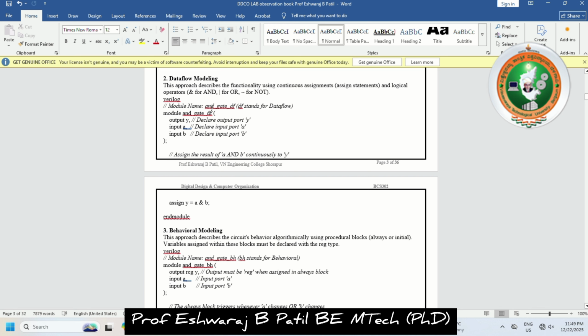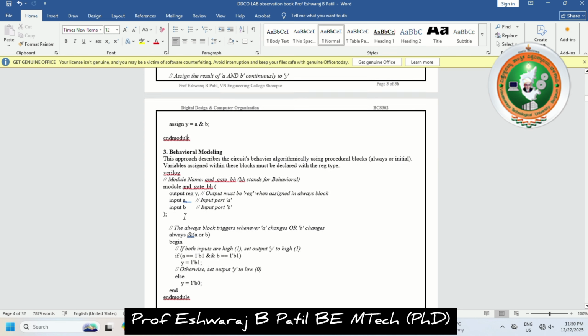Now the data flow modeling is about the functionality of continuity. I'm explaining one more time: I'm modeling the AND gate, defining the output and inputs, and also using the assign keyword: assign y equals a ampersand b. And the next is the behavioral model.